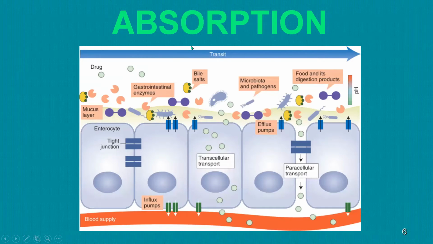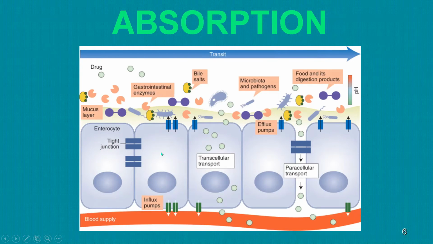Then here there is a diagrammatic representation of how the absorption takes place. So the transit of the drug, especially along the intestinal mucosa, maybe the gastrointestinal mucosa, and here varieties of cells are there. Especially in the intestine, the mucous layer is there which is coating the cells, especially the enterocytes. All these are enterocytes.